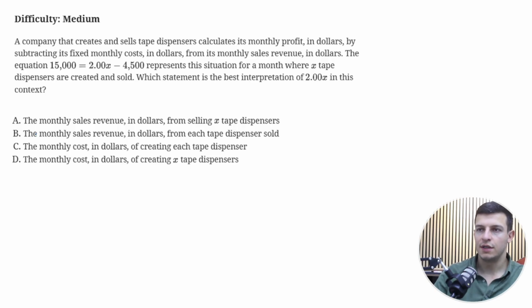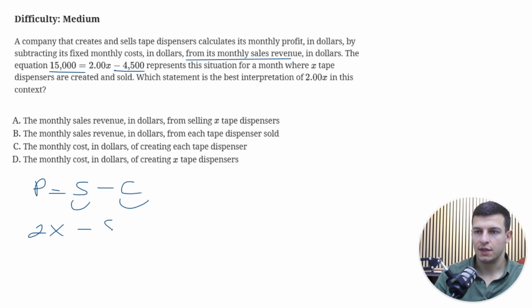Now, we should recognize what these values actually mean. 4,500 is our fixed cost, 15,000 is our profit, so profit is equal to sales minus costs, right? So 2x, what does 2x represent? That's what we're looking for. Now 2x should represent the sales revenue, right? Because it says we get the profit by subtracting fixed cost from its monthly sales revenue. So 2x should represent sales revenue. Let's see which answer claims that.